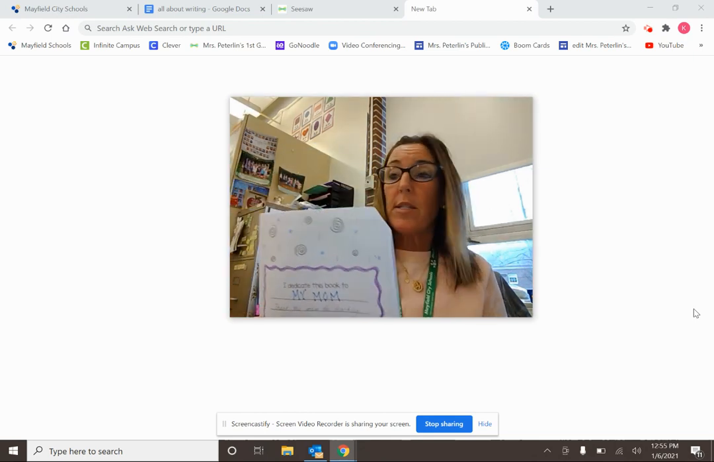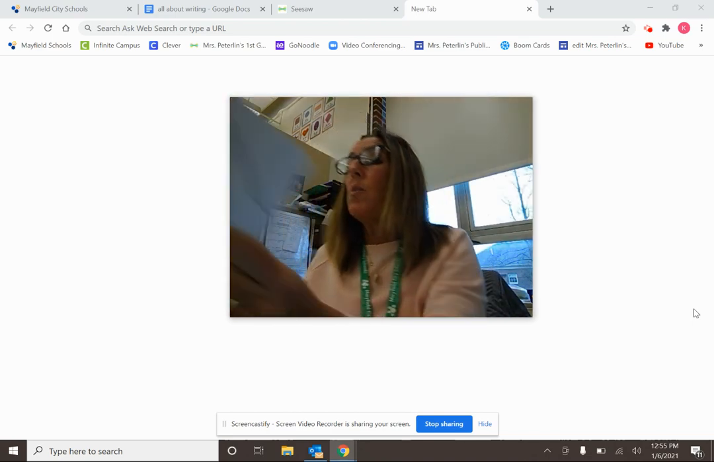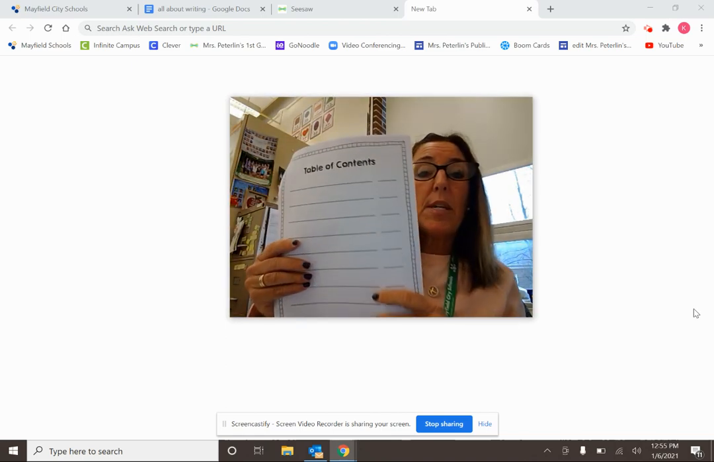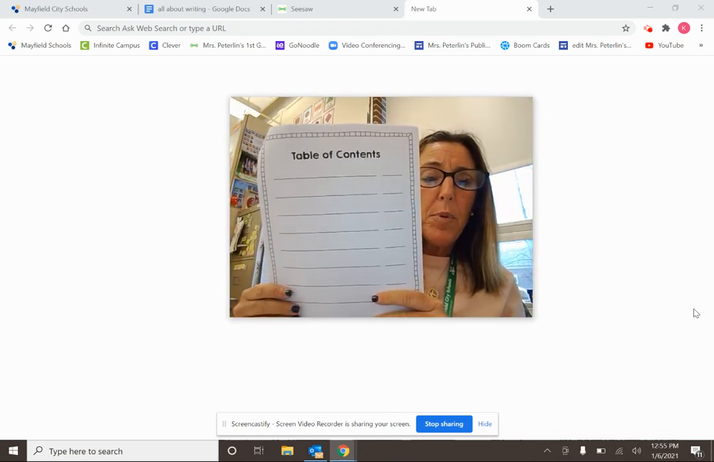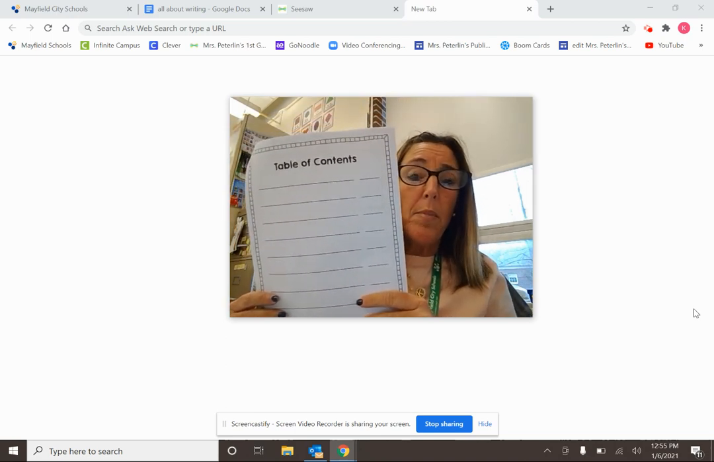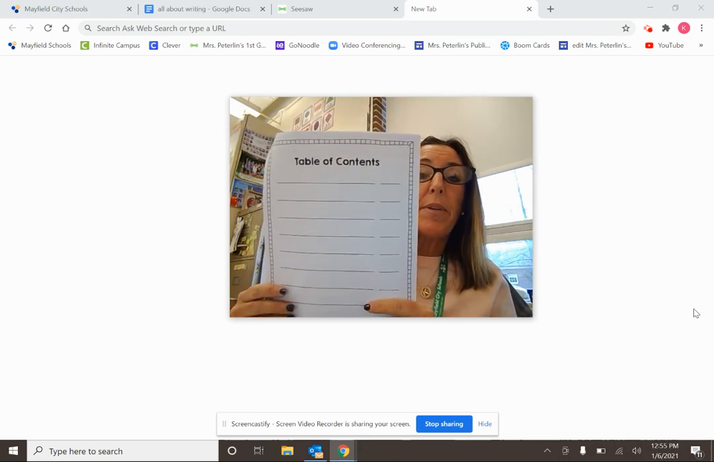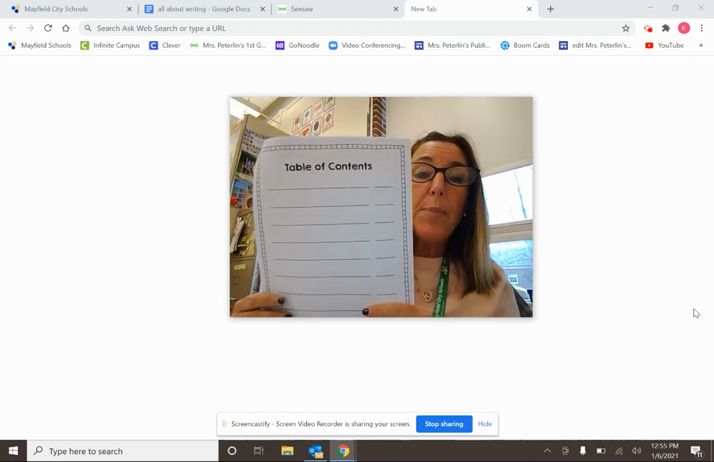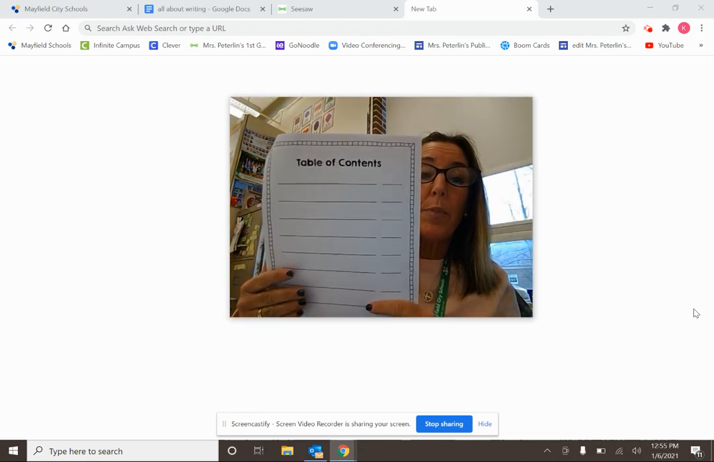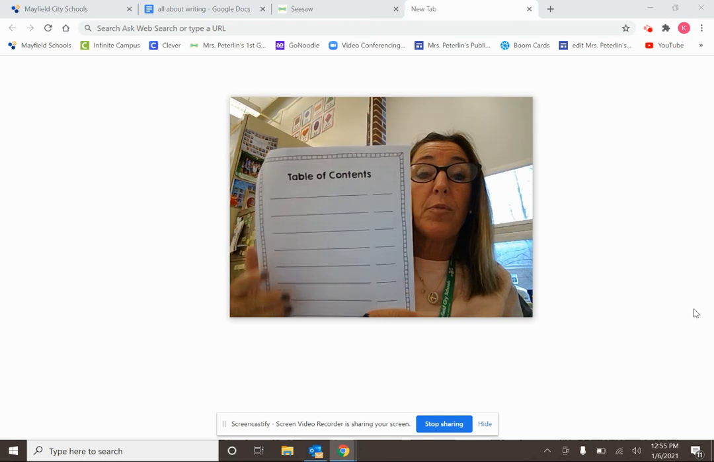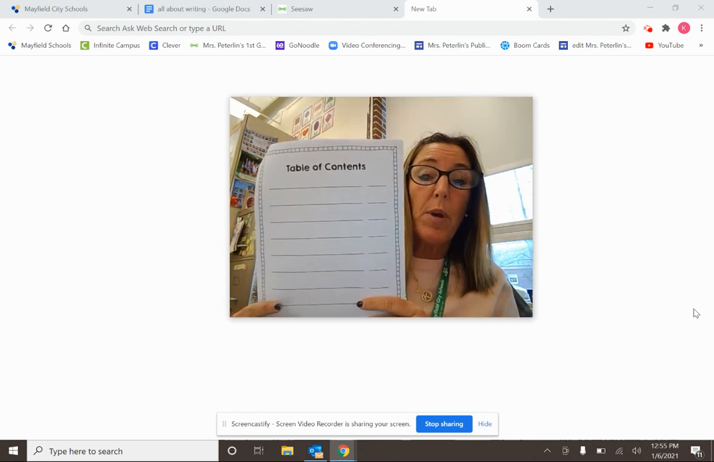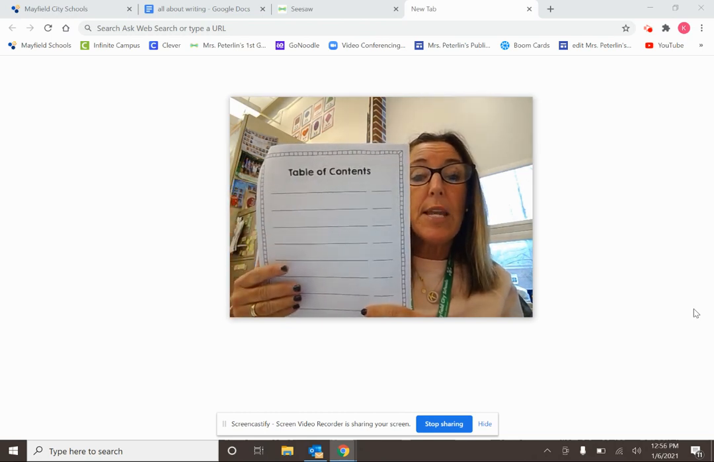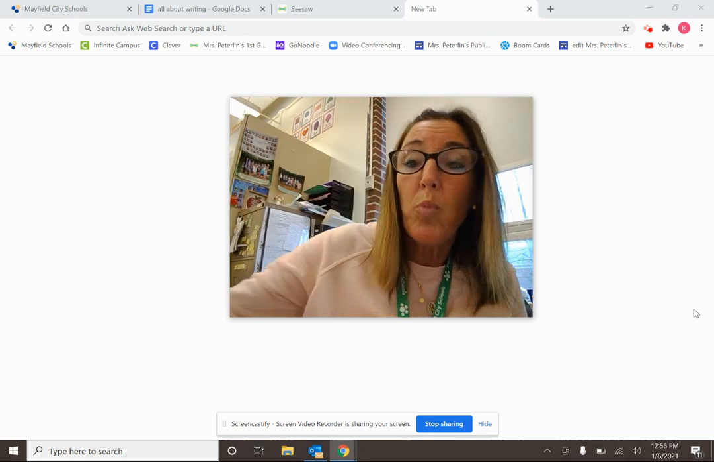Today, we're going to do the next 2 pages. You are going to find your story and go to the page that says table of contents. Boys and girls, mostly nonfiction books have a table of contents, but sometimes even a fiction book will have one. A table of contents tells you what's going to be in your story, kind of like the different chapters. It's almost like we're going to be writing different chapters today. We're going to do our table of contents today, and then we're going to write chapter 1.